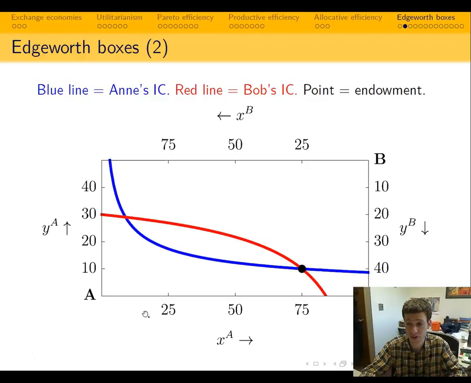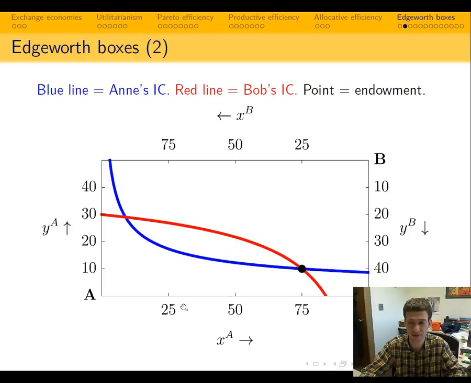So the first thing to note in drawing an Edgeworth box is that we need the width and the height to be correct. Here, the total amount of X that we have is 100, so we want 100 units across the bottom here. The total amount of Y that we have is 50, so we want the box to be 50 units high. And then we're going to put A, in other words Ann, at the bottom left corner, and B, in other words Bob, at the top right corner.